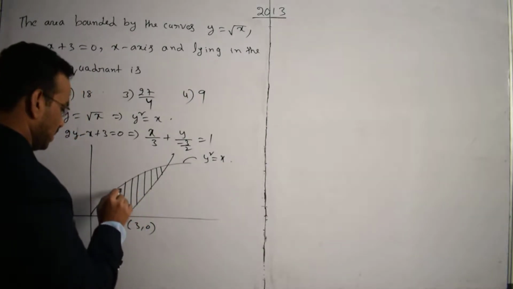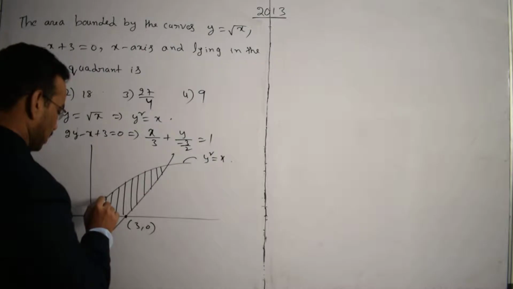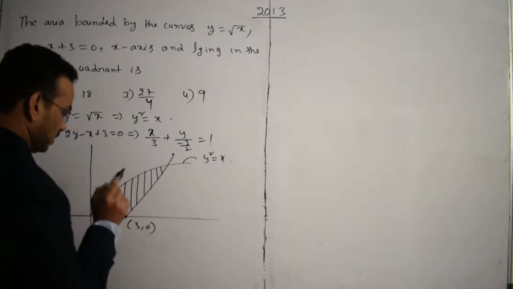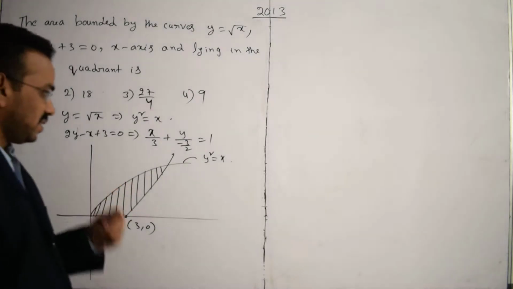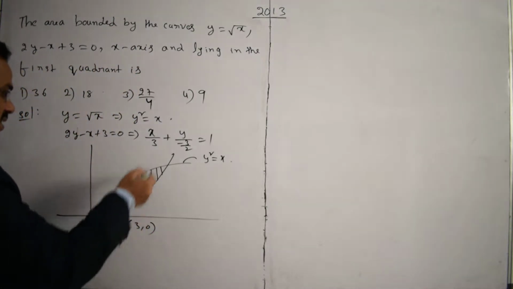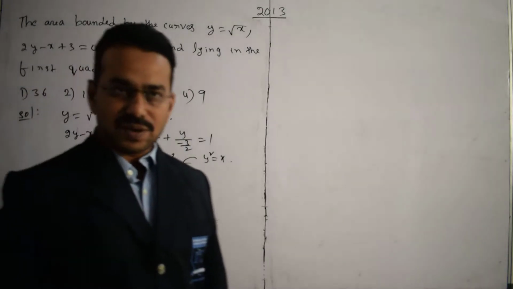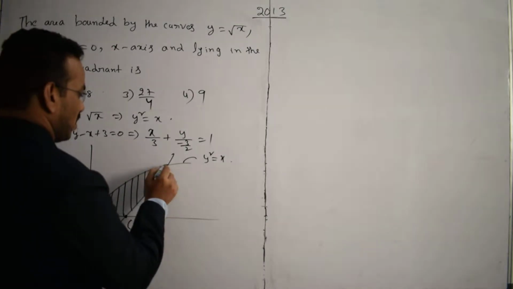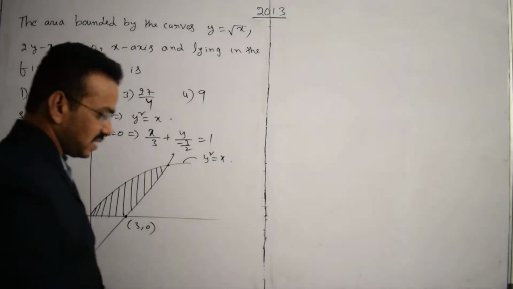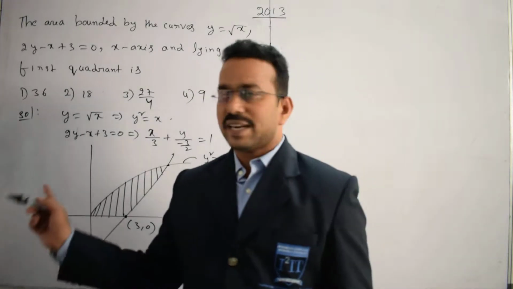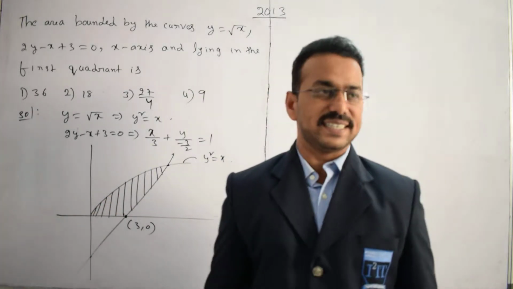Exactly, let me draw vertical lines. See, this region we require. So you have to calculate the area of this region, which lies between these two curves and the axis at the same time, in the first quadrant. Here is the point of intersection. First, in the next step, let's calculate the point of intersection, so then we can decide the limits of the integration.